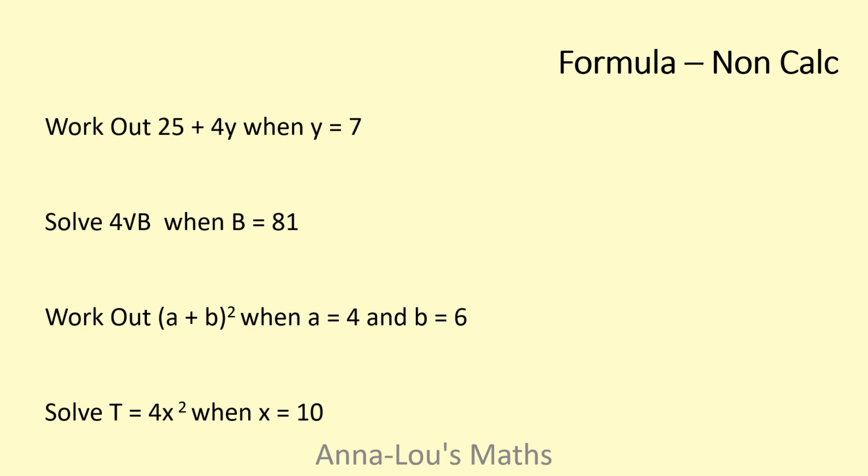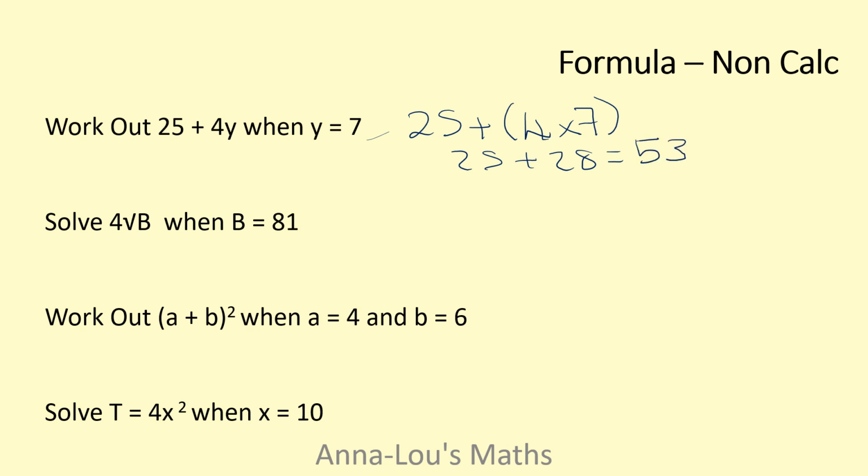Right, hopefully we've done these. Let's have a look. So 25 plus 4y when y equals 7. So 25 plus 4 times 7. So 25 plus 28, which will hopefully mean you all got 53 as your answer for this one.